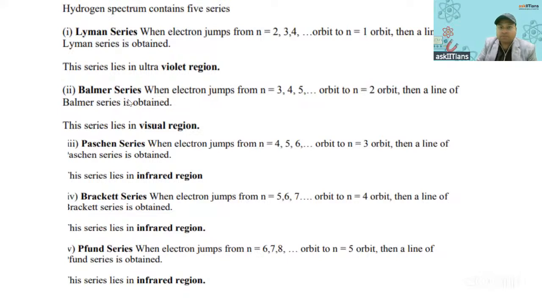Then we have the Balmer series. The Balmer series is when an electron jumps from 3, 4, 5, anywhere to the n is equal to 2 orbit, where n is equal to 2 is the lower state. The frequencies emitted come under the visible region. And the Paschen series, Brackett series and Pfund series all come under the infrared region.